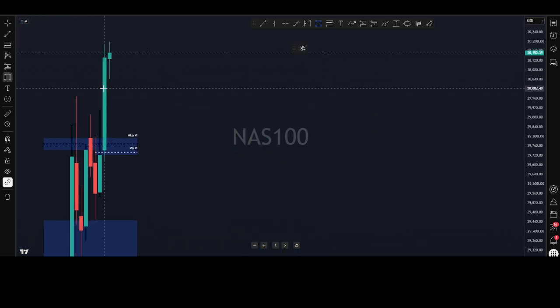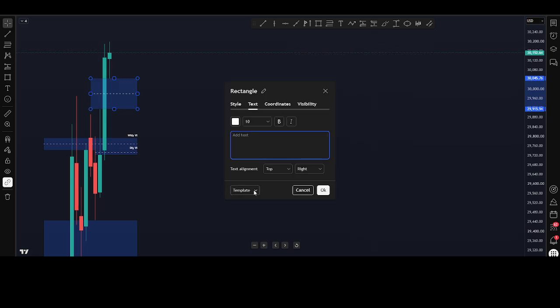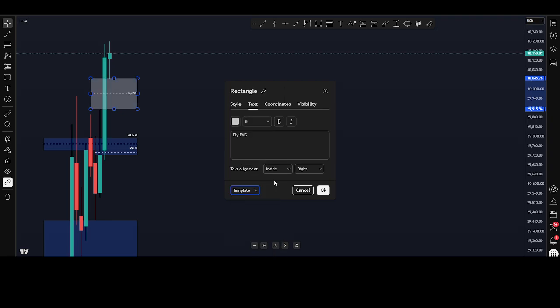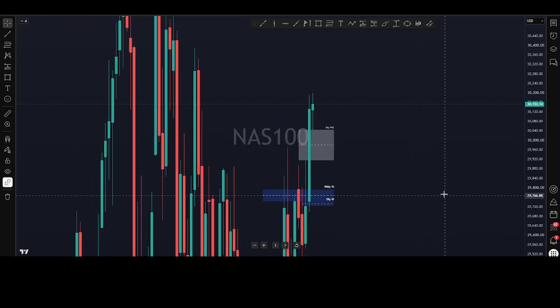Okay, then the next important thing is this, which is a daily fair value gap. Should have one of those. Daily FVG, bosh. I'm going to put that top as well. Bosh there. Now we're getting somewhere, right?